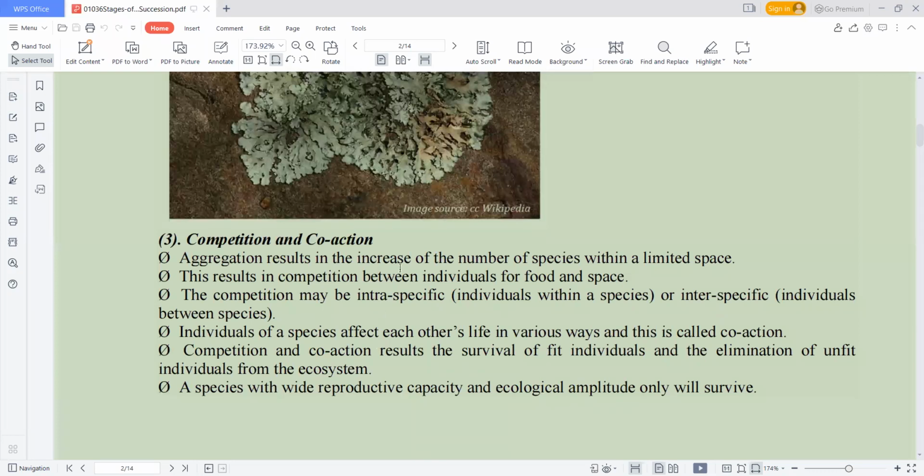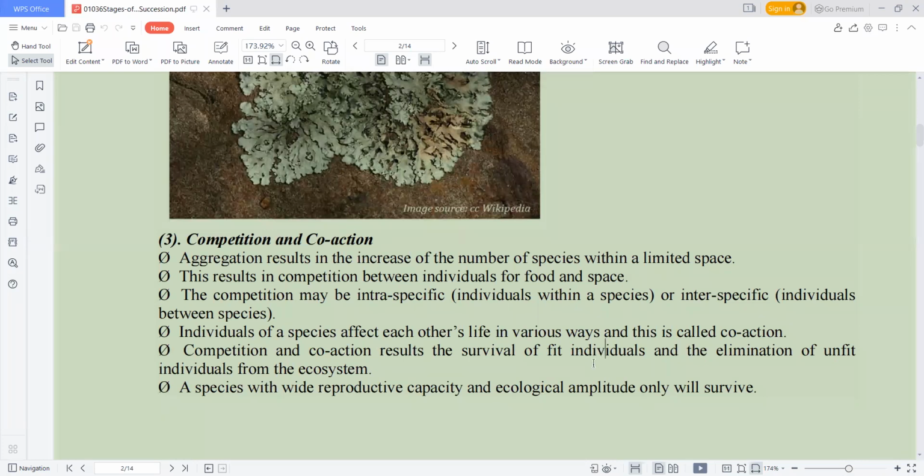This results in competition between the individuals for food and space, and this competition may be intraspecific, within the species, or between different species. The individuals of different species affect each other's life in various ways, and this is called coaction.